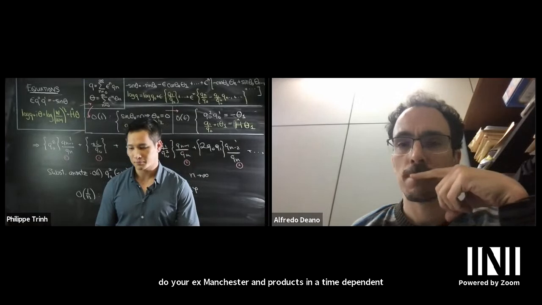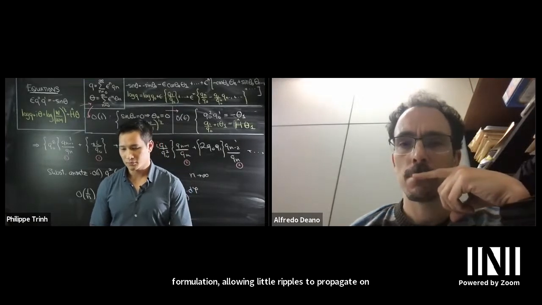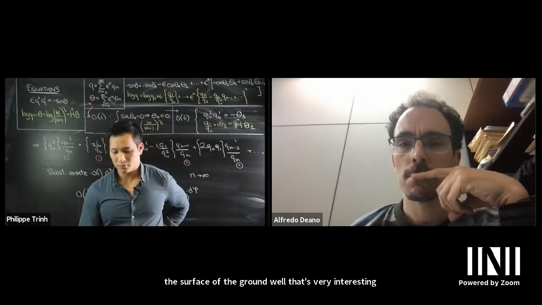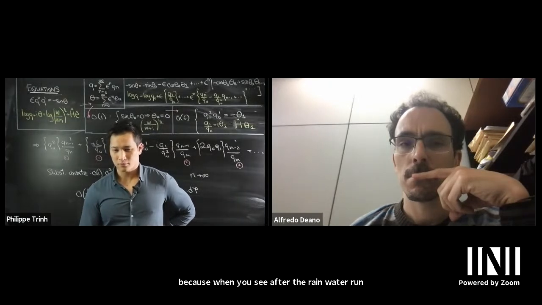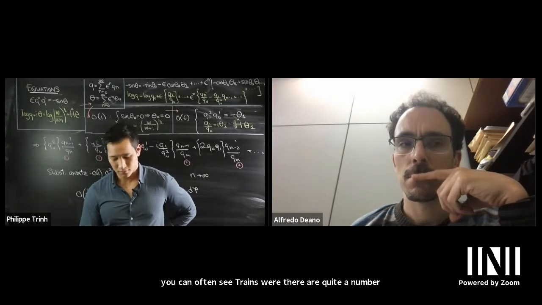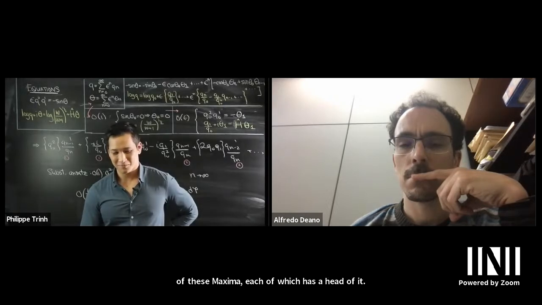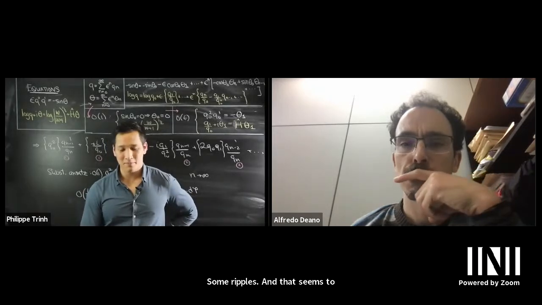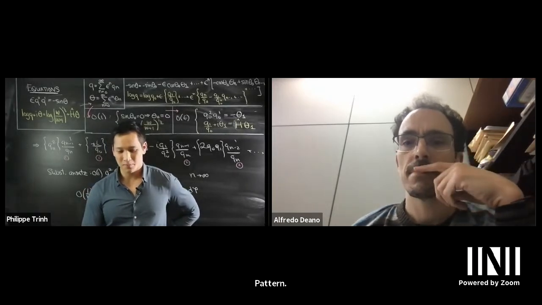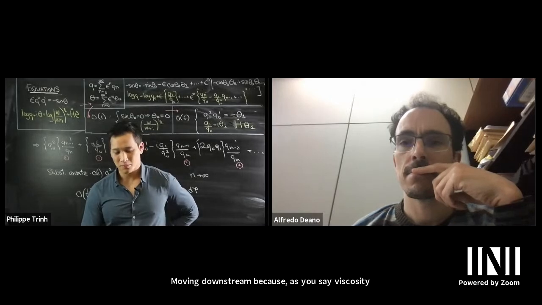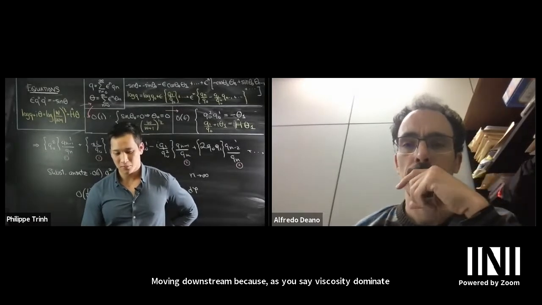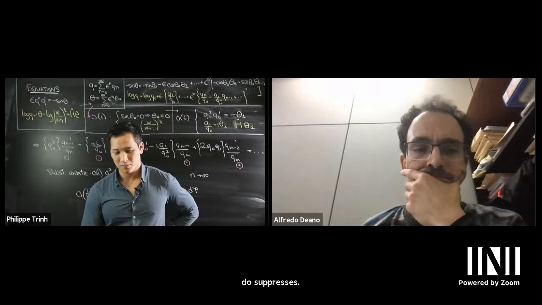Well, that's very interesting, because when you see, after the rain, water running down a sloping street, for example, then you can often see trains where there are quite a number of these maxima, each of which has ahead of it some ripples. And it seems to be a fairly static pattern moving downstream. Of course, as you say, viscosity suppresses. There's only a finite number, but you do see them very clearly.